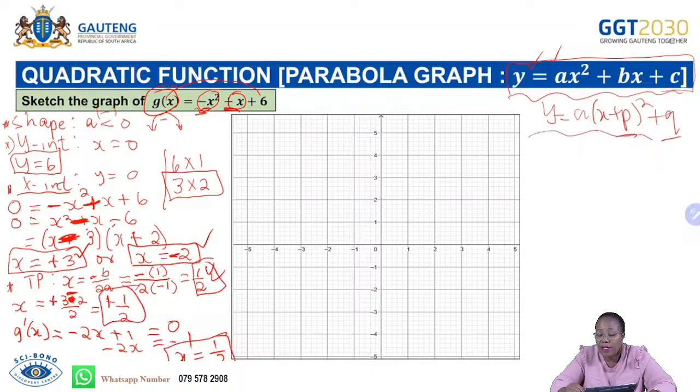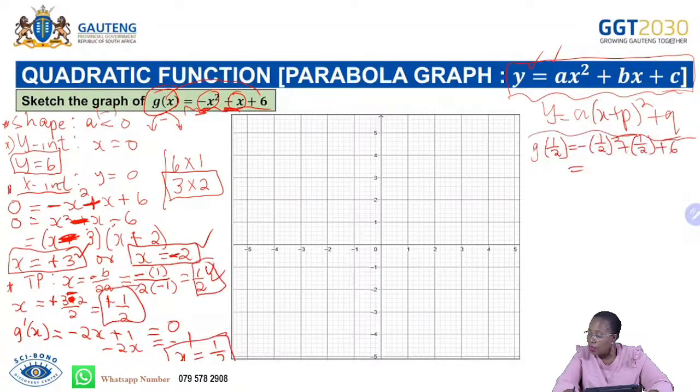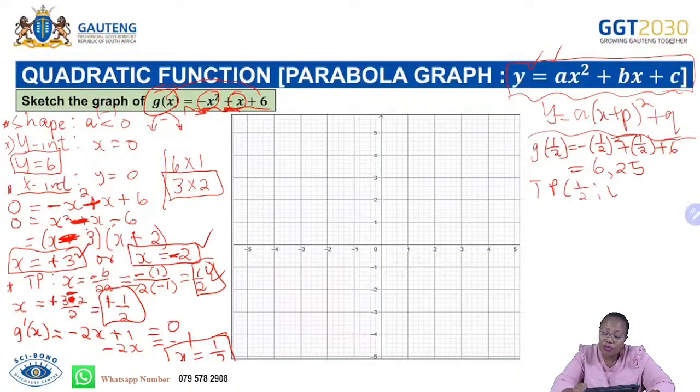After finding that, you can substitute this value into your original equation. That means you look at g of half: minus, for x we put a half squared, plus x we put a half, plus 6. Into your calculator, straight to your answer, grade 12, it gives you 6,25. So our turning point for this graph will be a half coordinating with 6,25, or 6.25.